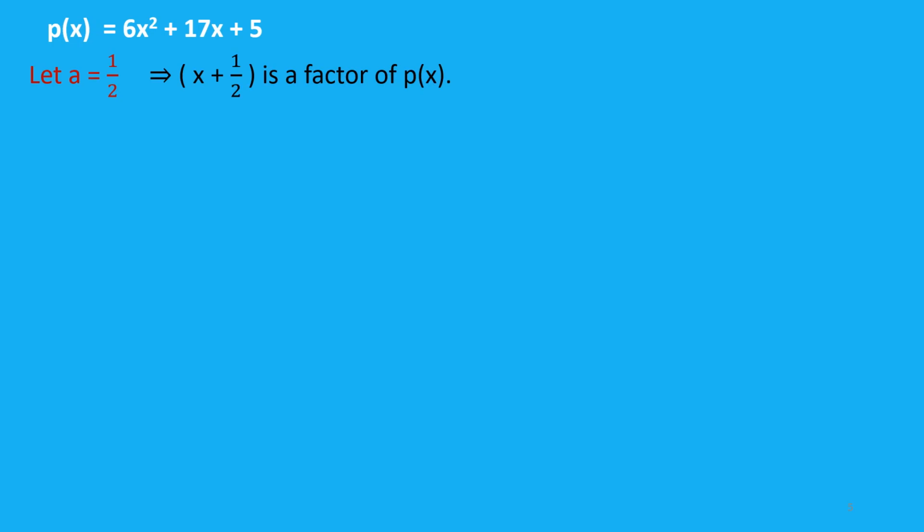Now we have all the possible values of a and b. Now what we will do, one by one, we will take all the values of a. Suppose first we take a = 1/2. We have considered our factors as (x + a) and (x + b). That means x + 1/2 is a factor of P(x). And we know how to check whether the given expression is a factor of the polynomial or not, right? For that, what we will do? We will find the zero.